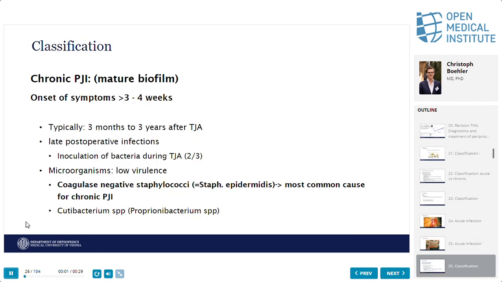And on the other side, there are the chronic PJIs. So the onset of symptoms is after 3 to 4 weeks, typically within 3 months to 3 years after the THA. So either it's an inoculation during the surgery, but with a low virulent bug, or you have a spread from somewhere else later on.